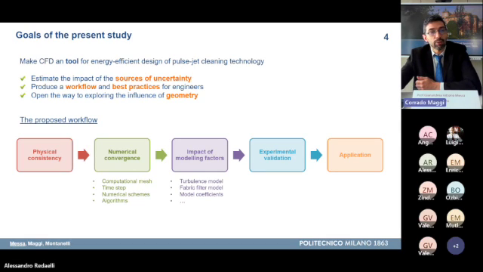Then there is an analysis of the impact of the modeling factors, so the way in which the equations are manipulated before being discretized. So, for instance, the turbulence model, the fluid dynamic model, the thermal dynamic model, and so on. And finally, an experimental validation. So basically, with the developed CFD model, the users should reproduce a laboratory test for which experimental data are available, and a good agreement should be found with respect to the experimental evidence. After the first steps described so far are completed, then the CFD model is ready for application, and so it becomes a useful tool for engineering design.